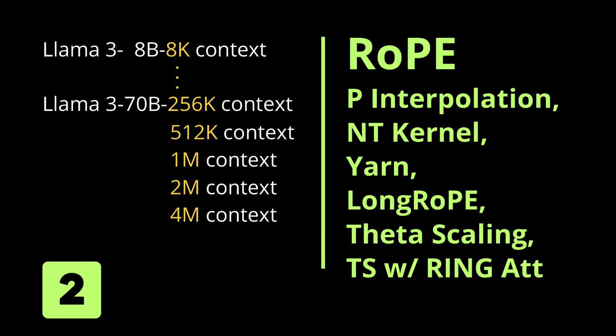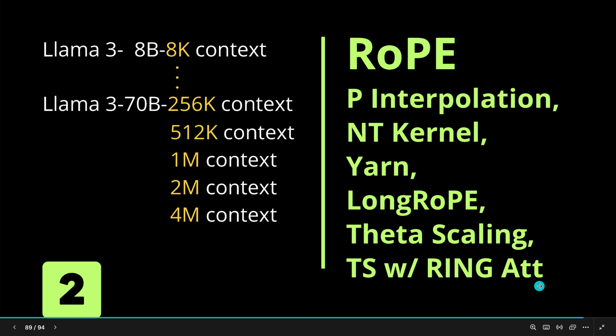This was part 2 of my video where, you asked me, hey, we see now these Llama models. They do not have the original 8K context length, but they go to 256K, 1 million, 2 million, 4 million context length. How do they do it? Is it theoretically possible to do it? What are the mechanisms that we have today? And please, again, I want to focus here on rope, interpolation, kernel, YaRN, LongRoPE, the theta scaling, and the theta scaling with ring attention.